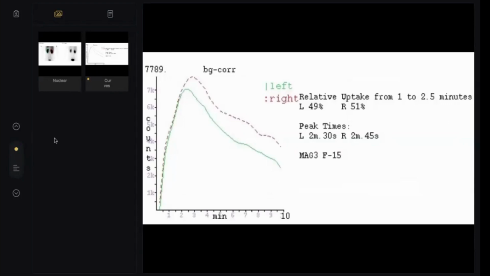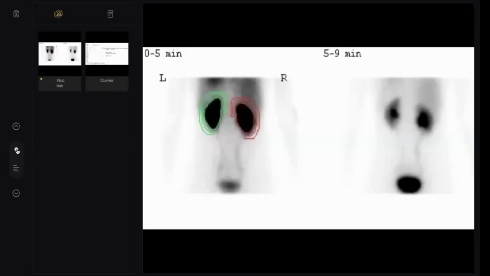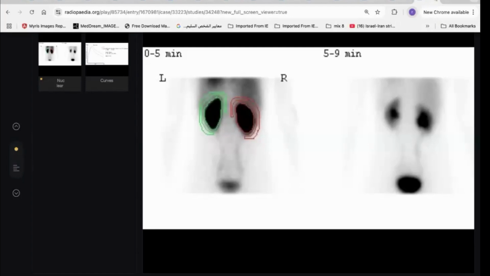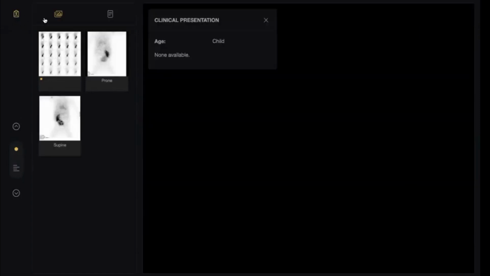Excellent. This is a normal MAG3, another normal. I am repeating the normal to fix the information. Repetition is very useful in this nuclear scan. Thank you, doctor, so much. Next candidate.